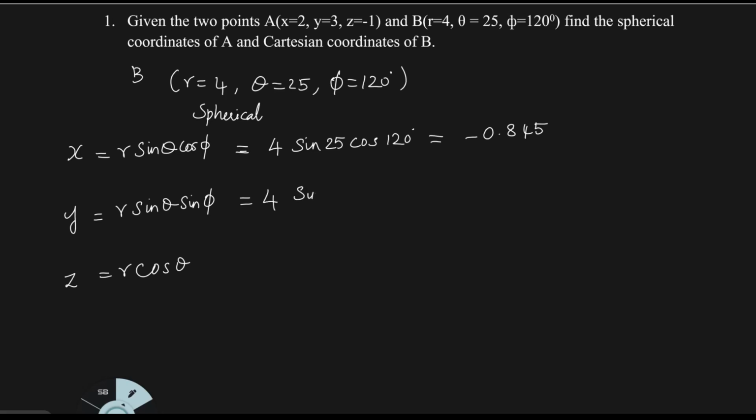Then for the y value, what is the value of R? 4 sin 25 sin 120 degree, please do it in a calculator, the value is 1.464. Then for the Z value, what is the value of R? They have given in the question, that is 4. Cos theta, the value is 25, cos 25. So, 4 into cos 25, the final answer is 3.625.